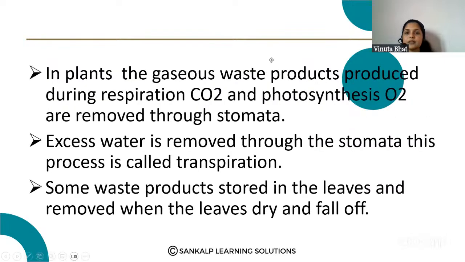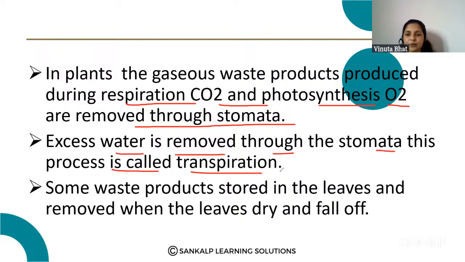Then how does excretion take place, how are the waste products removed by the plants? In plants, gaseous waste products, carbon dioxide produced during respiration and oxygen produced in photosynthesis, are removed through the stomata. Excess water is removed through the stomata in a process called transpiration. That is also a waste removal process. And some waste products are stored in the leaves and removed when the leaves are dry and fall off. Okay, so these are the different methods.